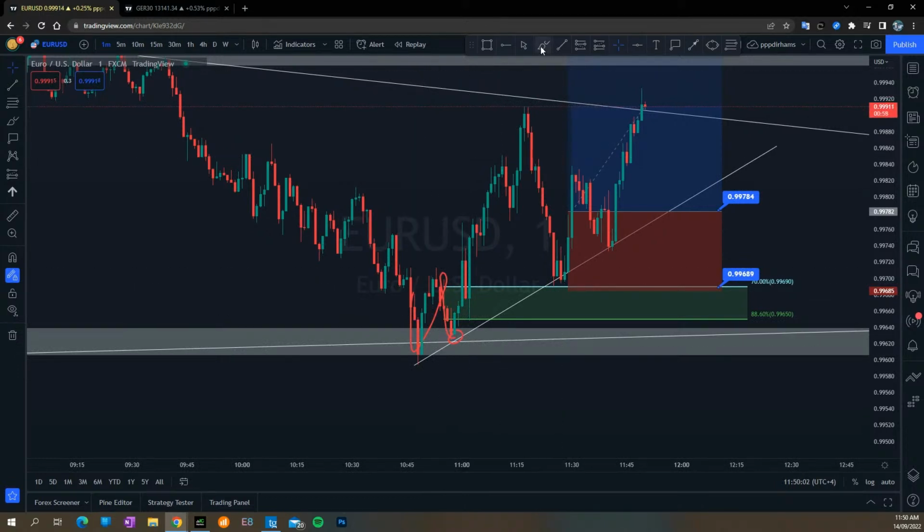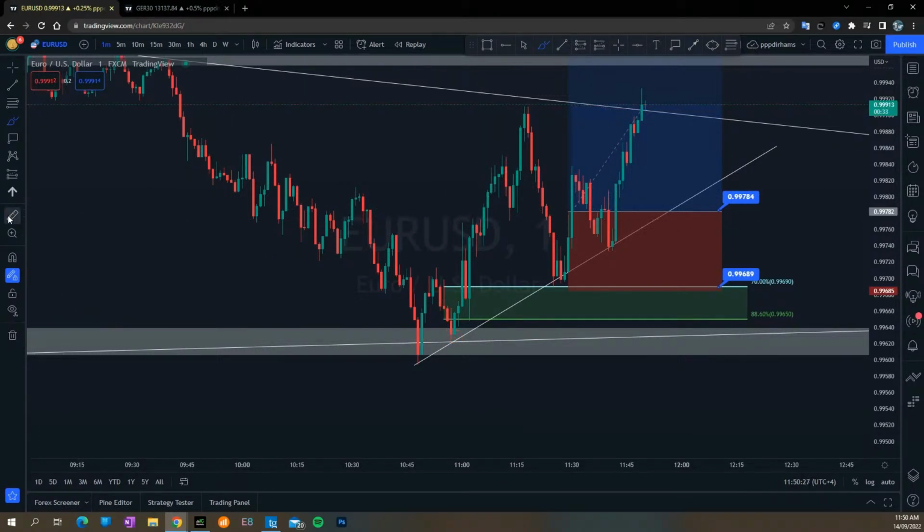But where I should have gotten in is somewhere here. Why? Because I have my formation here. I have a lot of strategies, and one of my strategies is formation. Force is bullish and bearish force. This is a bullish force right here that's formed, and I should have gotten in at the break of this bullish force, but I didn't get in. So I have a lot of confluences.